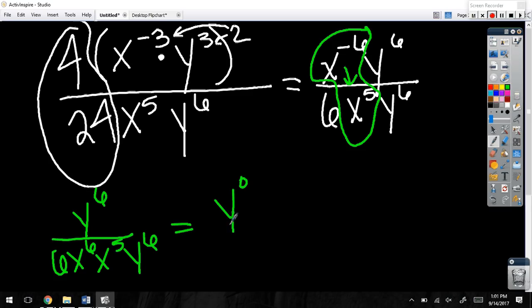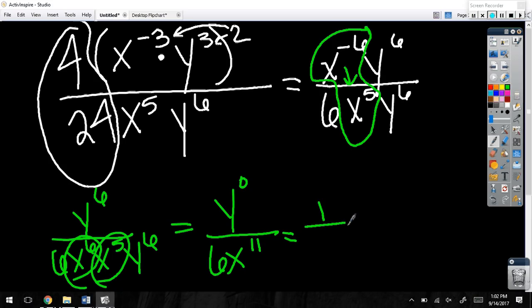I thought it'd be on the bottom. When you subtract them, you always keep it in the top, because otherwise you have a weird fraction. Yep. Over 6, x^11. You can add the 6 and the 5, add those two x's there. What's y to the 0 power?